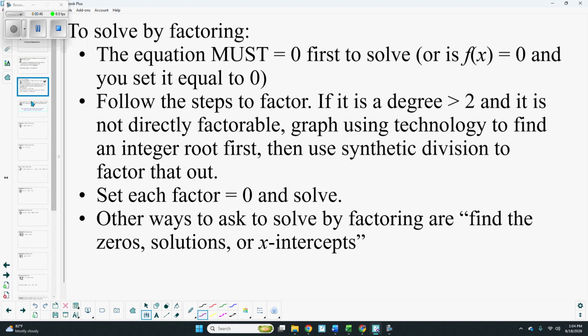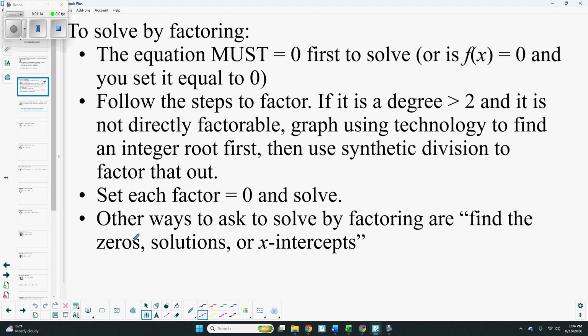So to solve, we're going to make sure it's equal to 0 first. Or if it's given to us as f of x equals, we make that equal to 0. We follow whatever steps we need to factor it. We might have to graph using technology to find an integer root first. We might have to use synthetic division. We might have to use quadratic formula. If we're able to factor, we're just going to set each factor equal to 0 and solve each one.